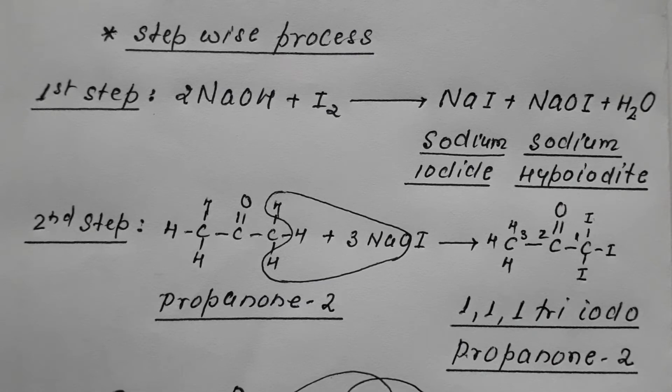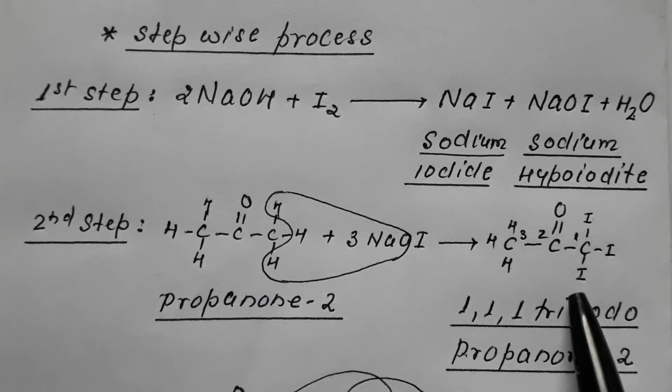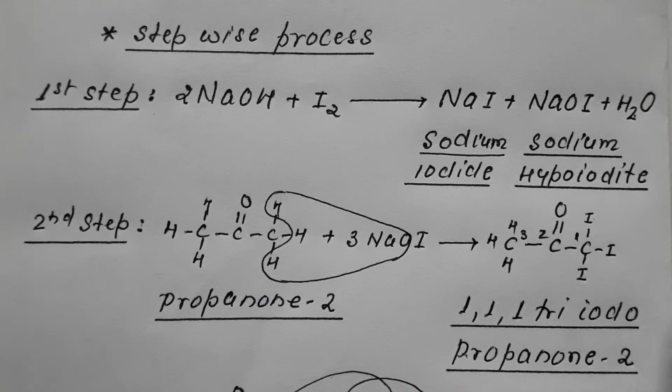Now in the second step, the principal molecule, CH3, C double bond O, CH3, propanone-2, will react with NaOI in the ratio 1:3. 3H and 3Na go in the form of 3NaOH, and 3I combine, one I over here, one I over here, one I over here, resulting in formation of CH3, C double bond O, CI3, plus 3 molecules of NaOH.